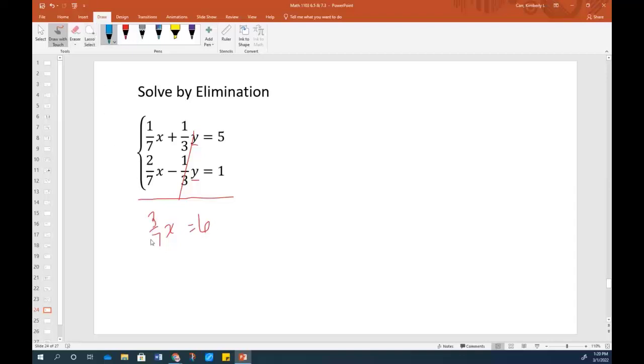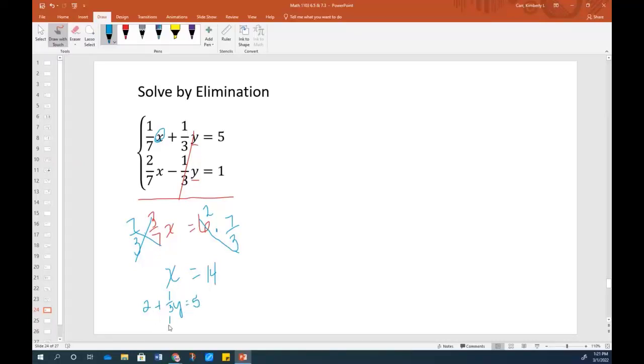Now, to divide by a fraction is the same thing as multiplying by the reciprocal. So I could write divided by 3/7, so the exact same result. So x is equal to 3 will go into 6 2 times, and 2 times 7 is 14. Now, when we substitute that back in, it's kind of nice because when I put the 14 here in this x, 1/7 of 14 is 2. So it's 2 plus 1/3 y is equal to 5.